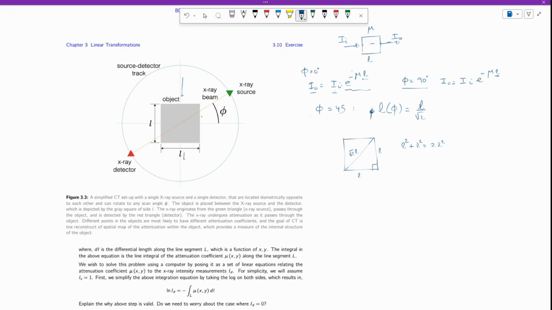Okay. Now, how would we find out for any arbitrary phi, what we really want is L of phi. We're not interested in just the value of L for very specific values of phi. But if you have the general formula for the relationship between L and phi, then I can compute for any phi that I have. If that is the case, the question is, how would you find out that relationship?